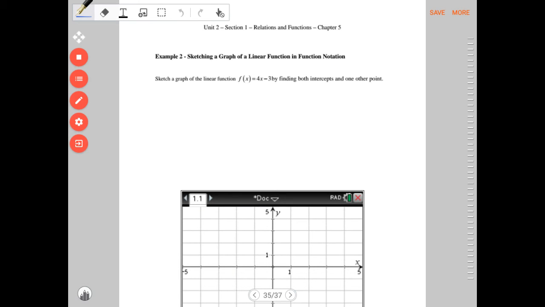Okay, example 2. Sketching a graph of a linear function in function notation. Sketch the graph of f(x) = 4x - 3 by finding both intercepts and one other point. Now remember, f(x) is just y. So 4x - 3, so we can just do that.